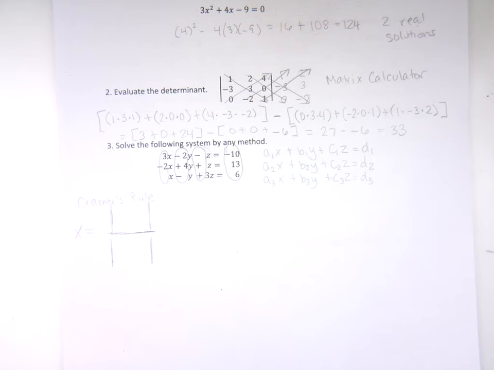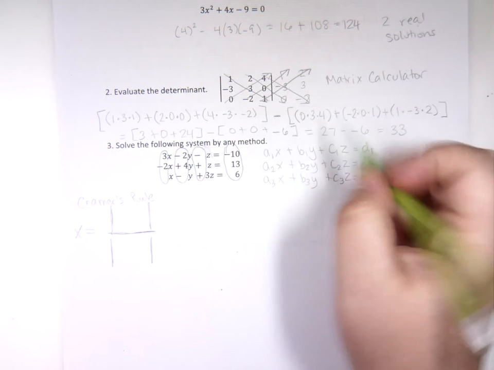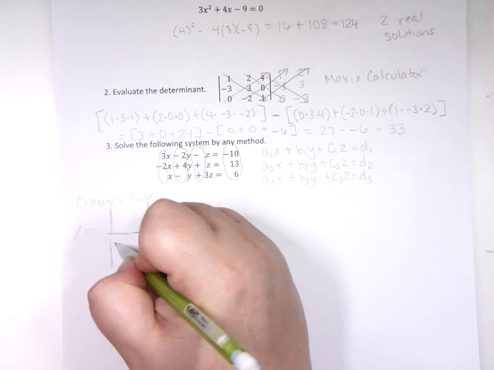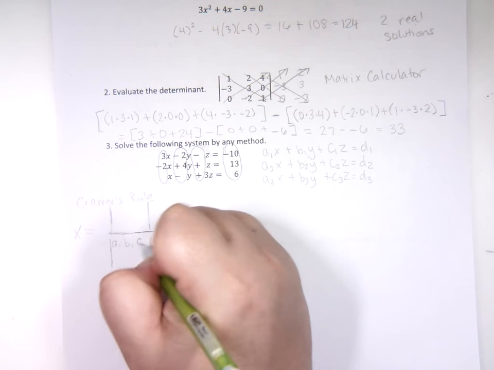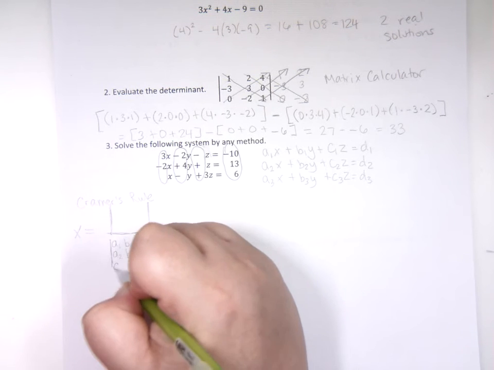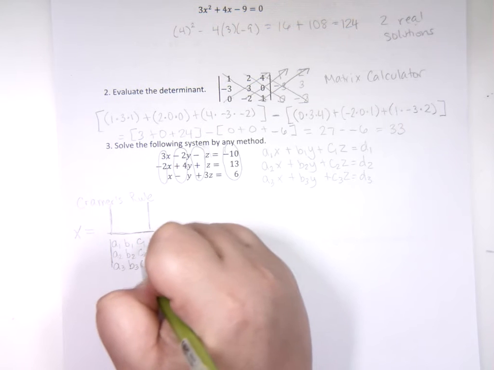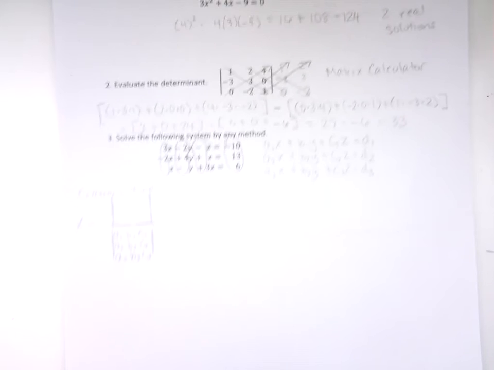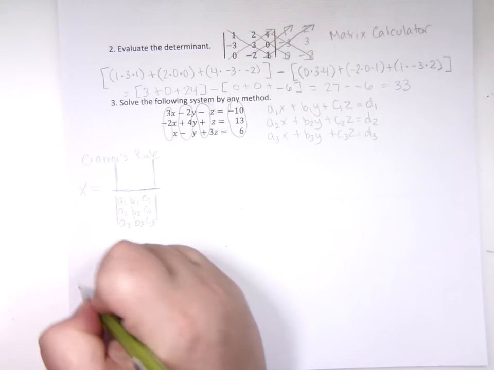On the bottom, we're going to have all of the coefficients that are in front of the equal sign. So A1, B1, C1, A2, B2, C2, and A3, B3, C3. That's going to be the bottom matrix.